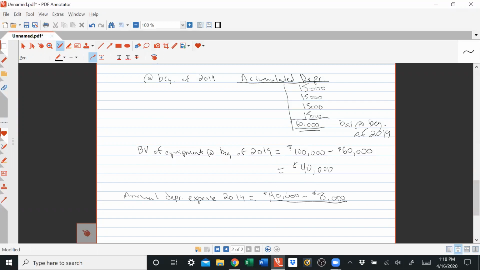This 32,000 up here, this is our remaining depreciable cost. This is what we have left to depreciate. We originally started with $100,000 to depreciate. As of the beginning of 2019, we've depreciated 60,000 of that 100,000. The book value of the asset is 40,000. So there's 40,000 left to depreciate. But then as of the beginning of 2019, we think that the salvage value is 8,000. So we can sell the equipment for 8,000 at the end of its useful life. So really we only have to depreciate 32,000.